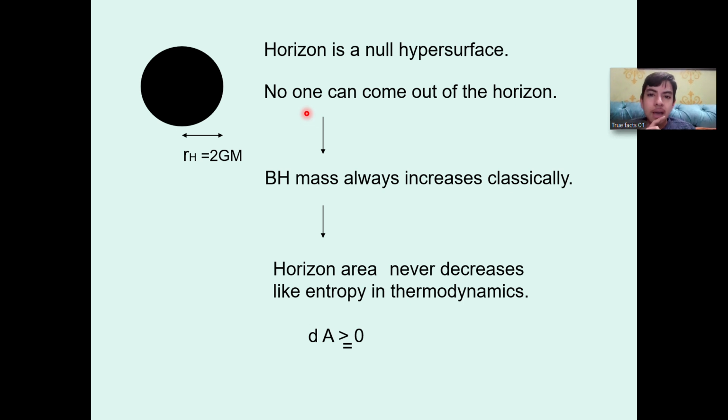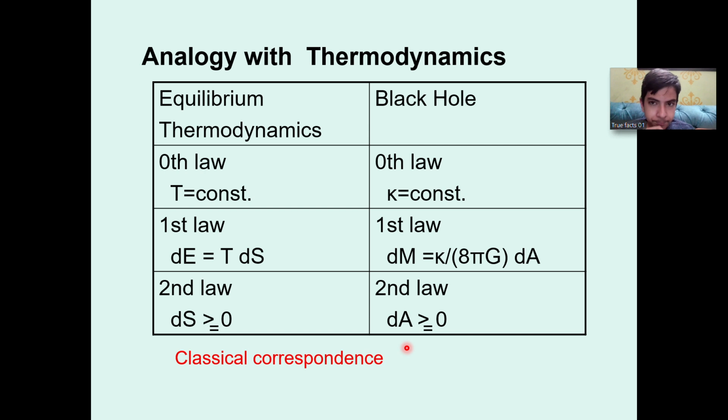Horizon is a null hypersurface, and nothing can come out of the horizon. You say light cannot even escape a black hole; we often say this statement. For the horizon, r_h equals 2GM, and we take that the black hole's mass always increases classically, and the horizon's area never decreases, like entropy in thermodynamics. So dA is greater than or equal to 0.